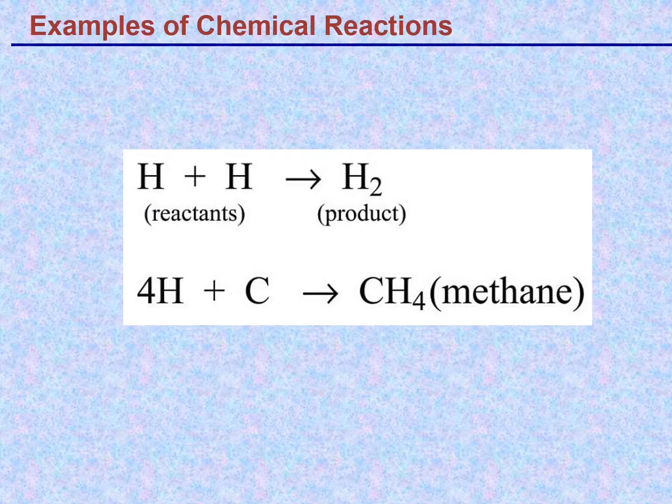Here you see a reaction between two hydrogens to form hydrogen gas. Here you see 4 hydrogens and carbon forming methane. So the equation is this way in terms of the product is on this side at the end of the arrow. These are products.